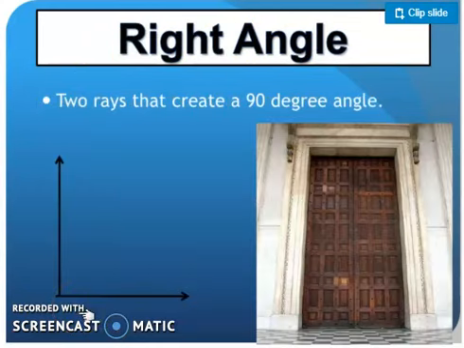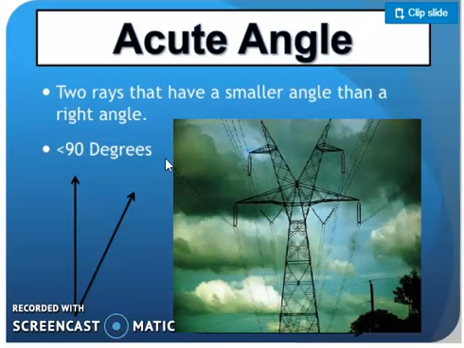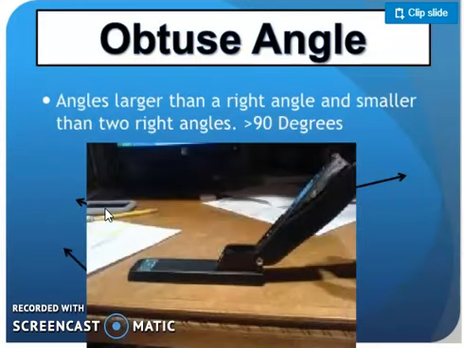Now a right angle. A right angle is a combination of two rays that create a 90-degree angle. Now acute angle. In a simple form, an angle that is smaller than a 90-degree angle, meaning all the angles which are smaller than 90 degrees, is called an acute angle. Now, obtuse angle. Angles that are larger than a 90-degree angle or a right angle and smaller than two right angles. Two right angles mean 180 degrees. That is an obtuse angle.